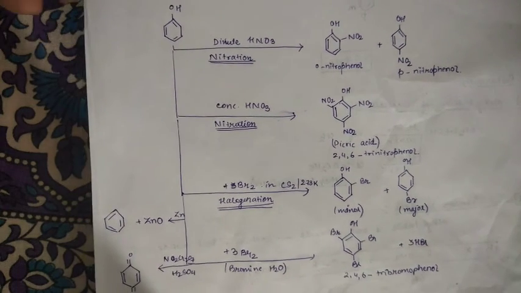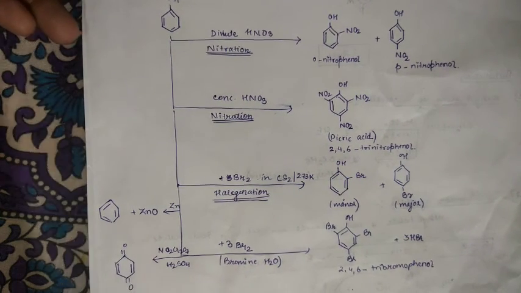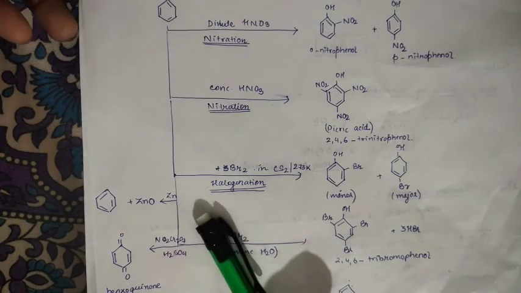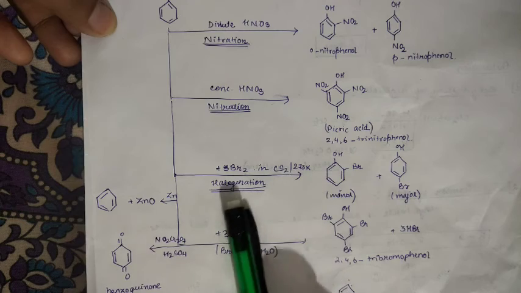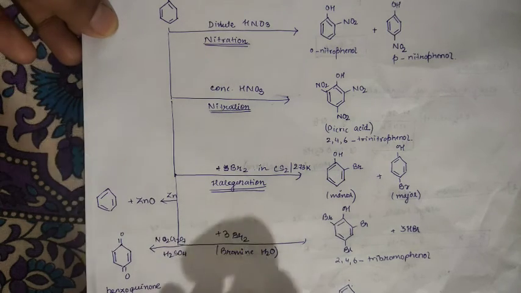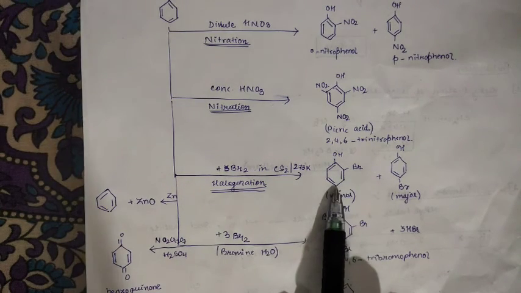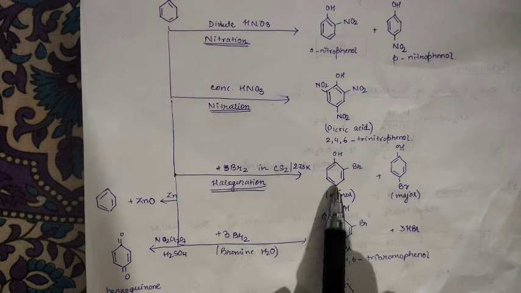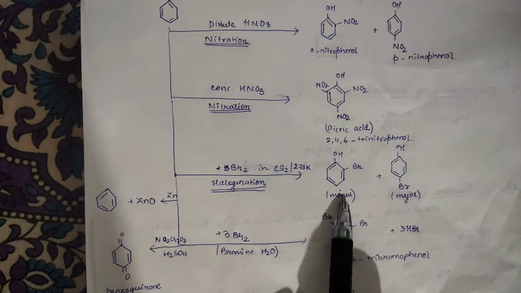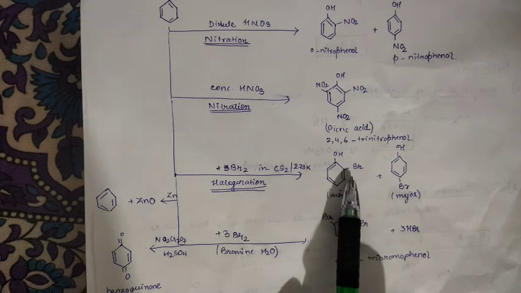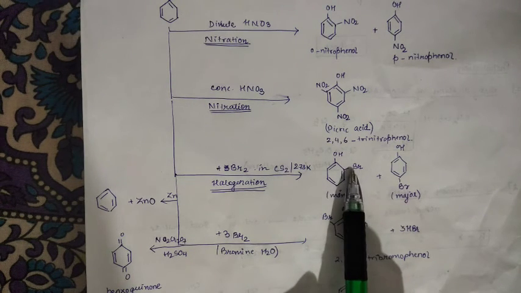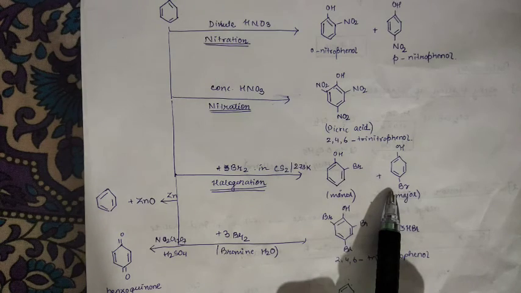Next, halogenation, where we are going to introduce bromine into phenol in the presence of CS2 at a temperature of 273 Kelvin. So again the same thing is repeated here. In nitration we used NO2. Now in halogenation we are going to use Br if we are taking bromine. So this is the minor product and this is the major product. More amount of product will be formed for this. So here also you will get ortho bromophenol and para bromophenol.